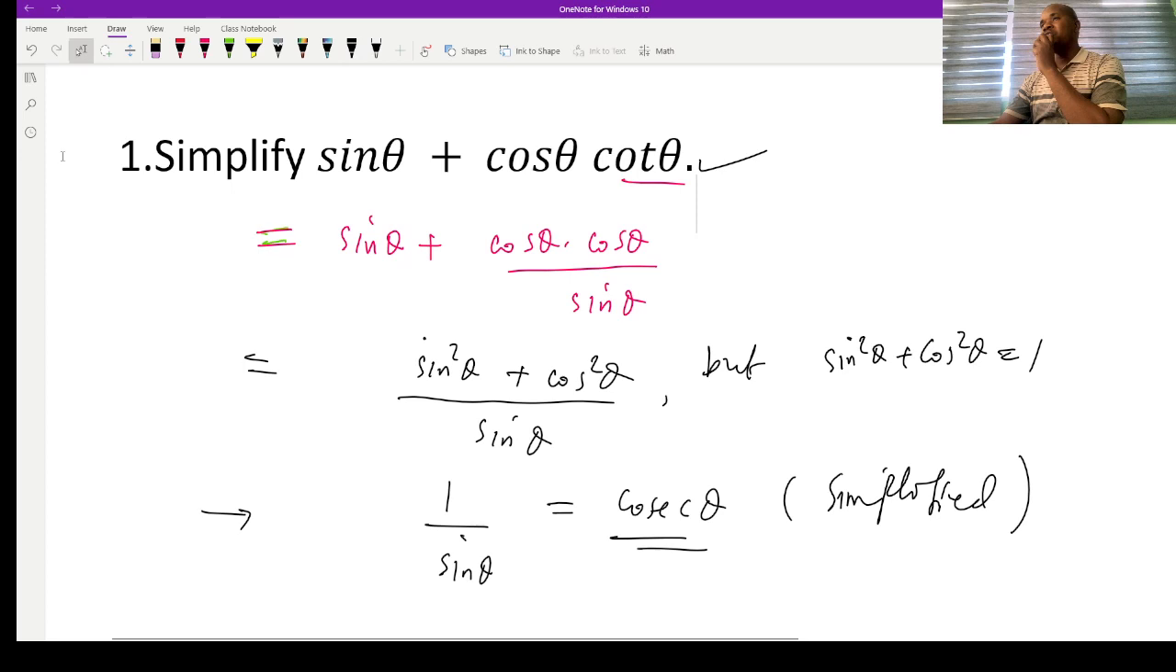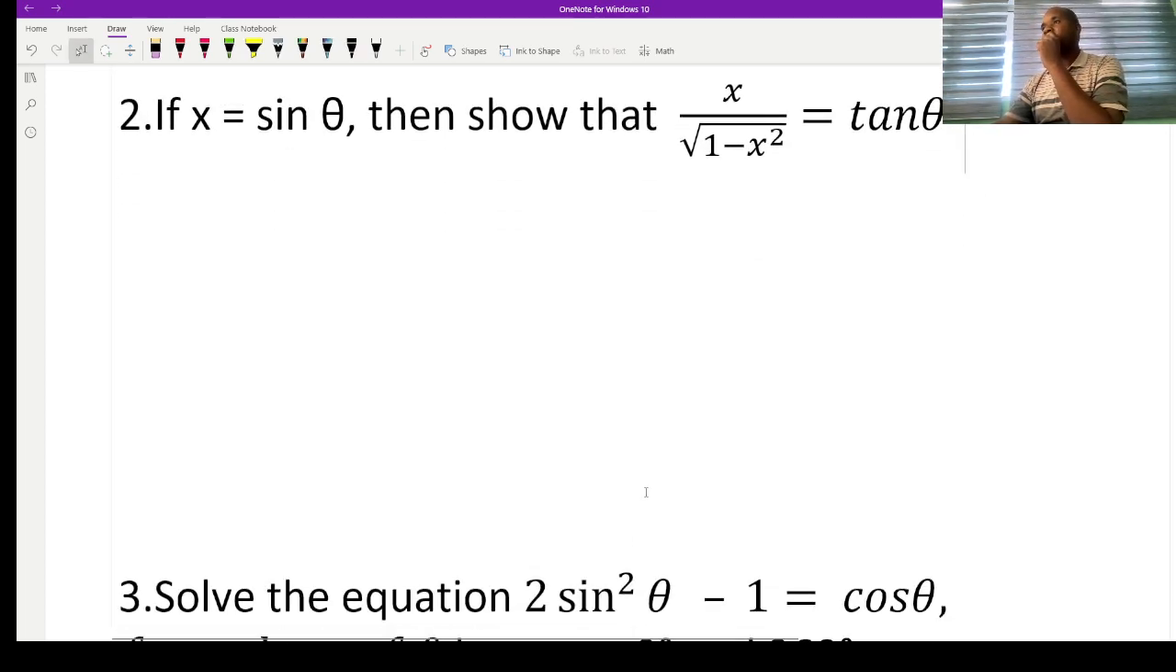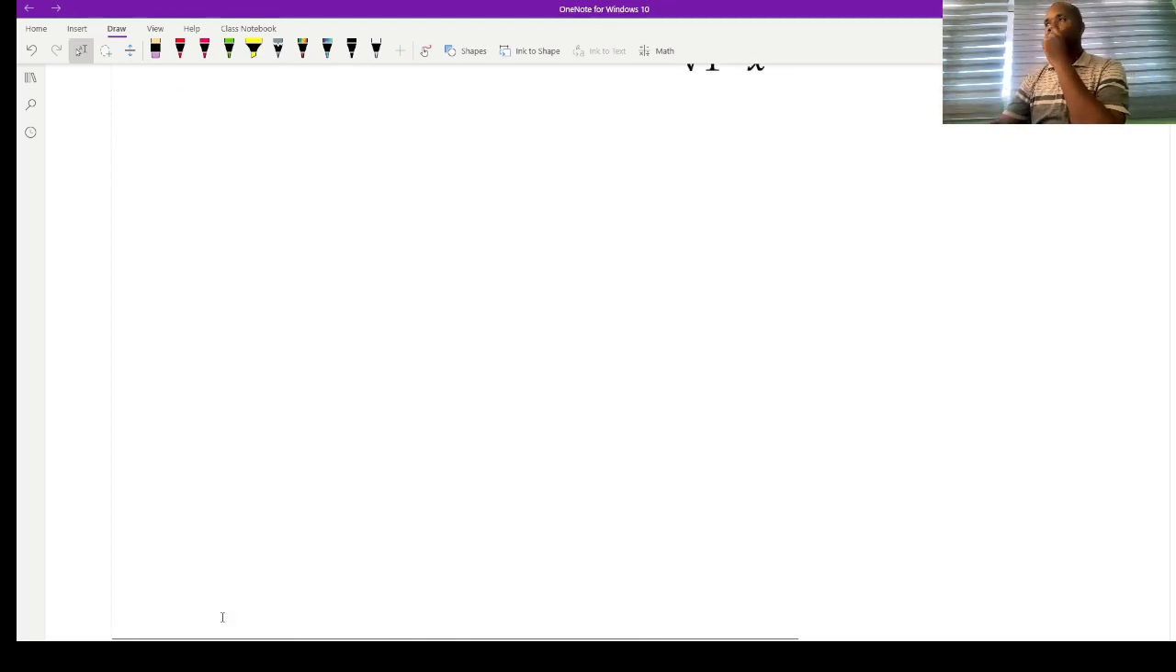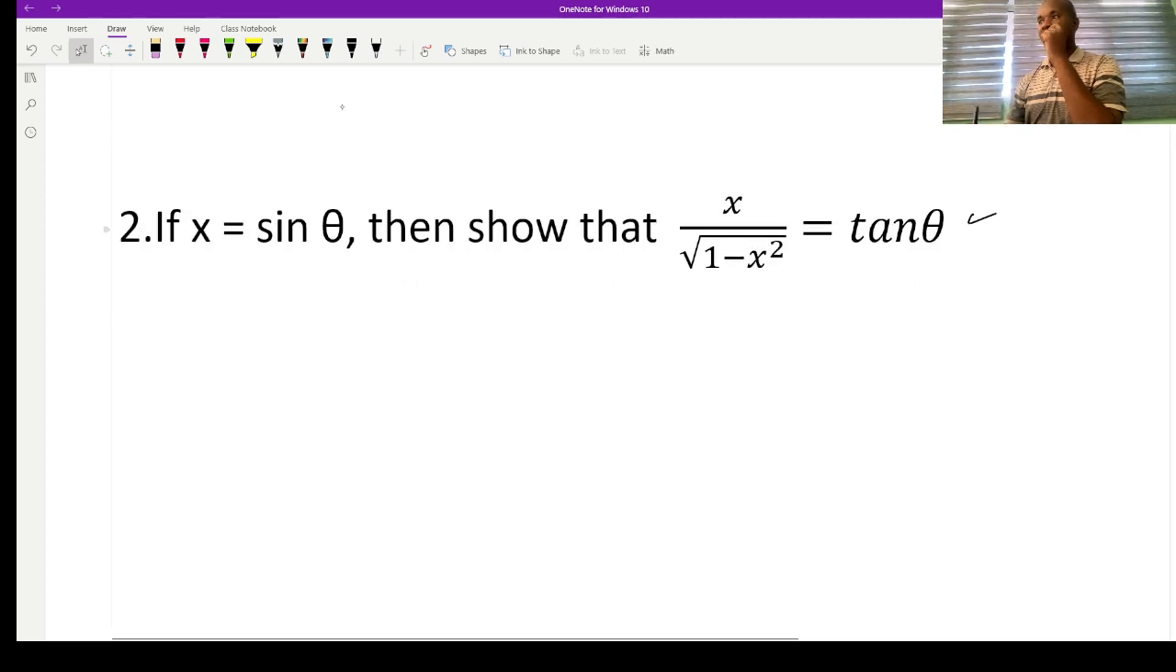Let us go to the second question. If x equals sine theta, then show that x over square root of 1 minus x squared equals tan theta. So to solve this question, you can actually decide to go from any side. I will prefer to start with the left hand side.